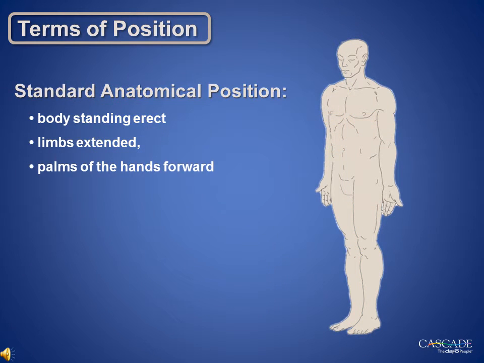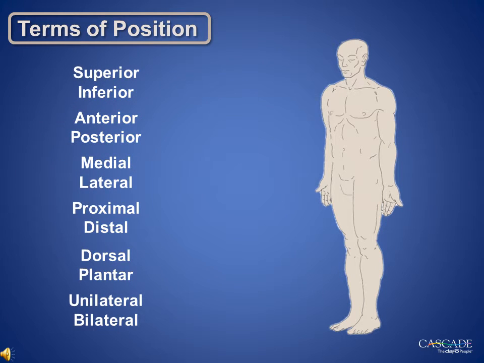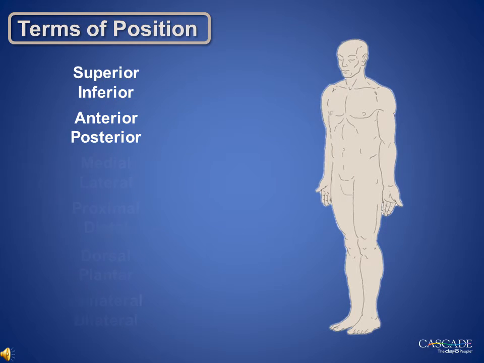Standard anatomical position for the human body is based on this model: the body standing erect, the limbs extended, and the palms of the hands facing forward. These are the terms we're going to review in this session. We will present them in groups of 4 with each term paired with its opposite. The first group includes superior, inferior, anterior, and posterior.